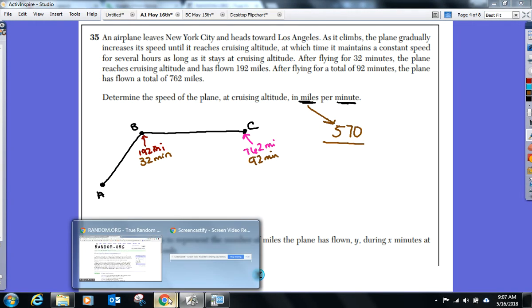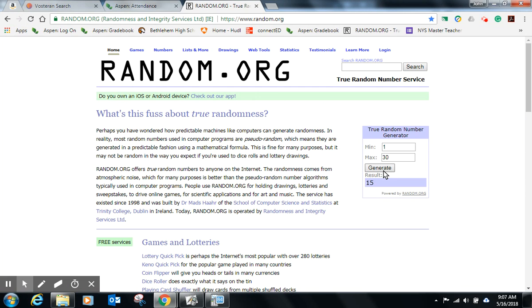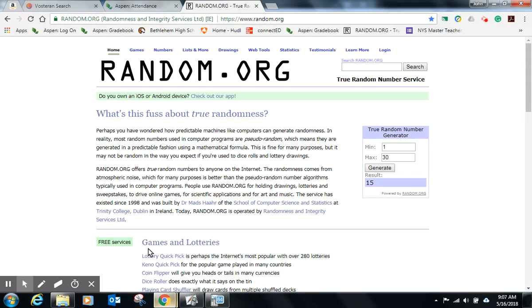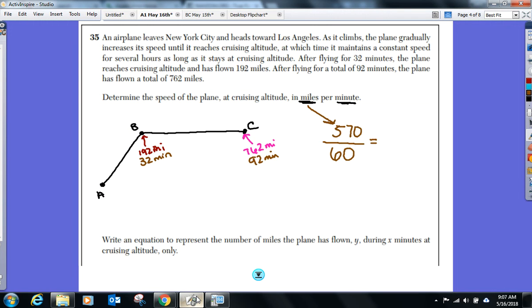How many minutes has it been in the air? 60 minutes. 570 miles in 60 minutes. Let's keep reducing that for me now. 570 over 60, because I need it per minute, out of 1 minute. So how many miles is it going every minute?